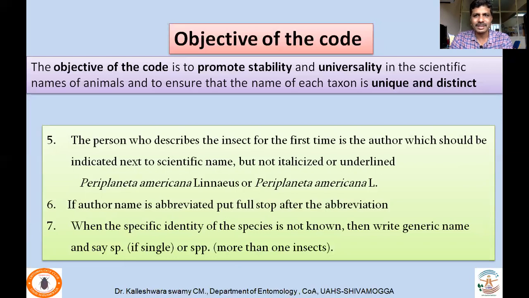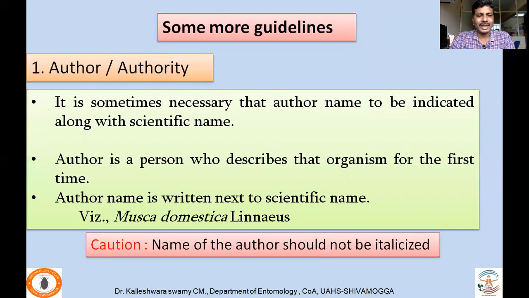So those are some of the guidelines. Some more guidelines include author or authority. I was telling, now you understood the meaning of author. What does it say?